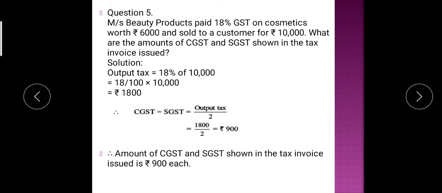So it is not GST payable. Here it is just the CGST and SGST amount on the bill, which is charged at the time of purchasing that product by the customer. It is 18% of 10,000, that is 1800, and therefore CGST and SGST of rupees 900 each is shown in the tax invoice.